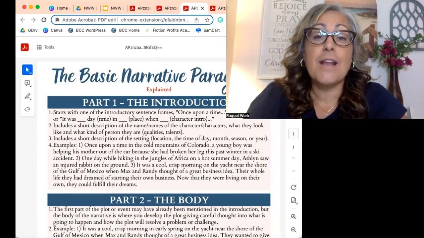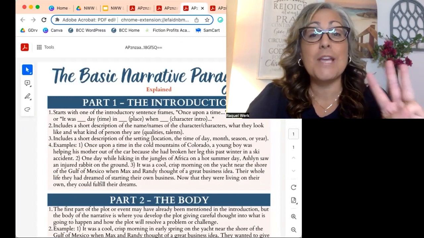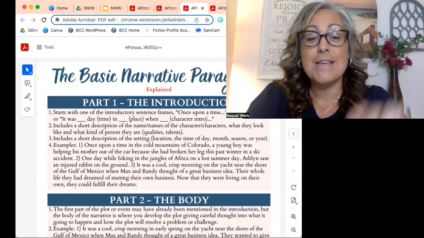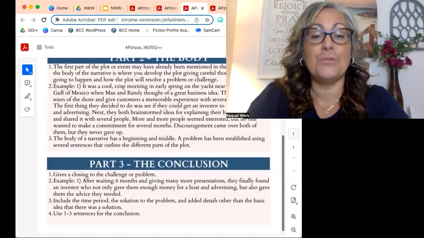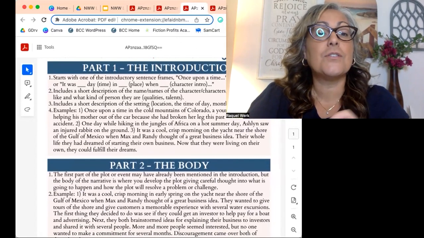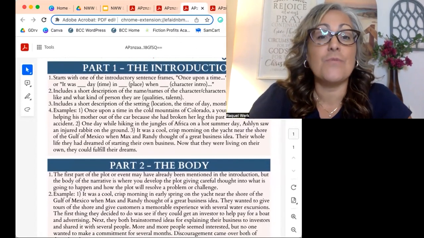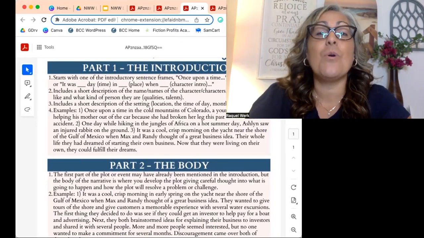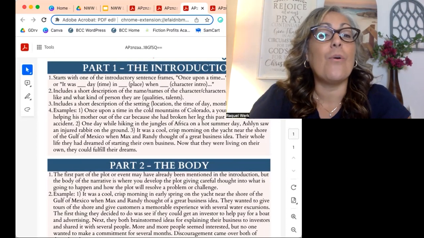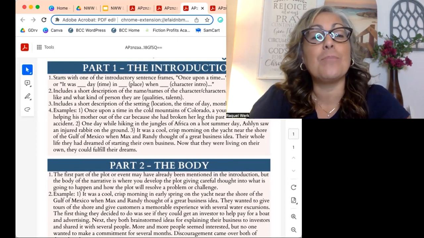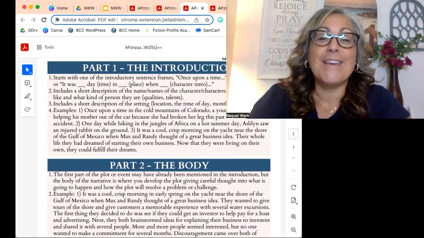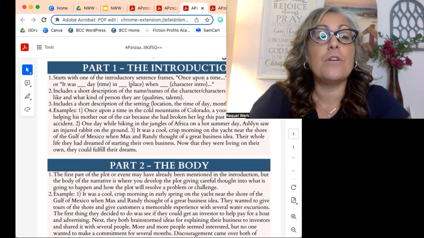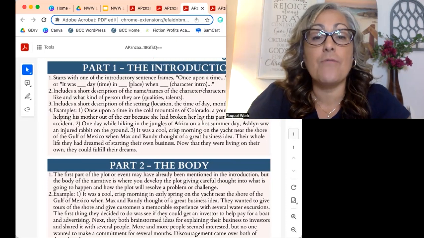So the basic narrative paragraph has 3 parts: the introduction, the body, and the conclusion. The introduction starts with the introductory sentence frame that I talked about just a second ago. Once upon a time, or one blank day, or it was a blank day in a blank place when blank characters did something. So something like that where you're using the sentence frames that I provided for you.